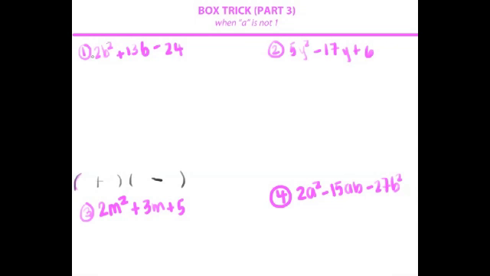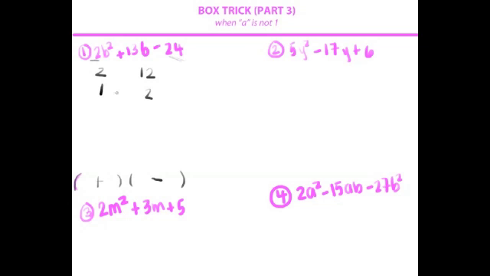I have 2b squared plus 13b minus 24. So we want to look at the outside numbers here, the 2 and the 24. Two numbers that multiply to get 2 are 2 and 1. A set that multiplies to get 24, the first thing that comes to mind maybe is 12 and 2. With these ones, it's really trial and error. As you get more used to them, you'll get better at figuring out what pairs will work. But for now, let's try this, okay?